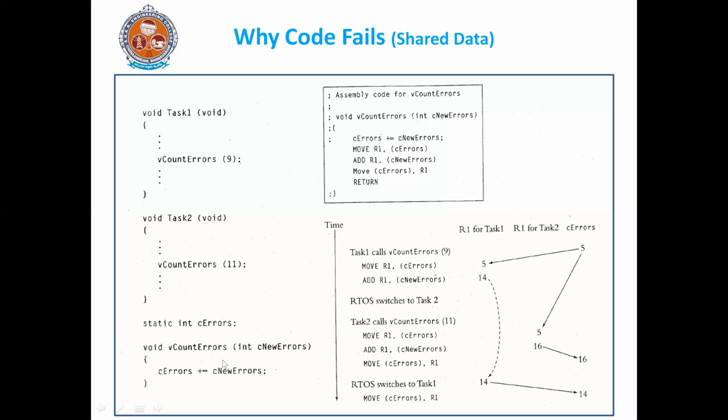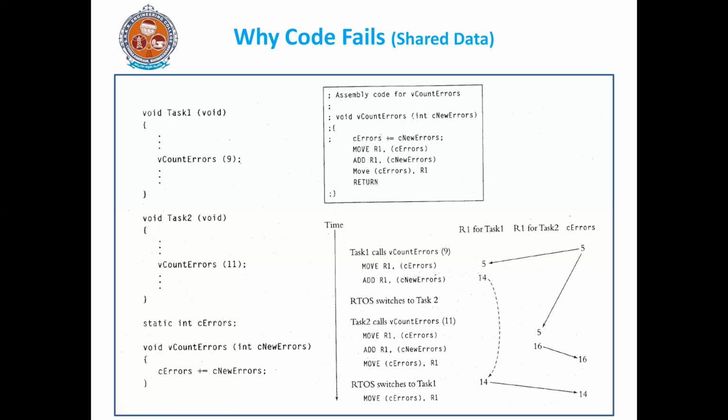Suppose this is the order that is executed. Suppose you call task 1 once and task 2 once, each calling this function once. Suppose initially its value is 5. When 9 is added, it becomes 14. Afterwards task 2 is called. Already it is 5 plus 9, that is 14, and now the new error value is 11. So 14 plus 11 is 25.